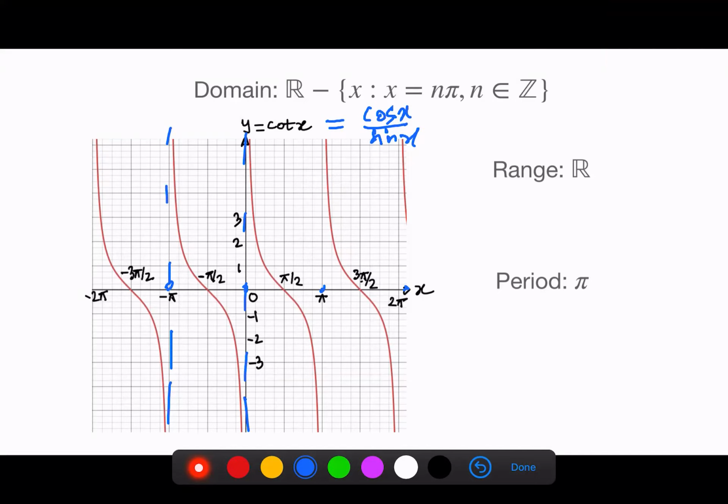Harsha, understood? Not really, sir. Okay, now ask me, what is it that you want me to explain? Period, sir. Okay, so we'll do one thing. We'll go to sine and then understand period. We'll start from sine.